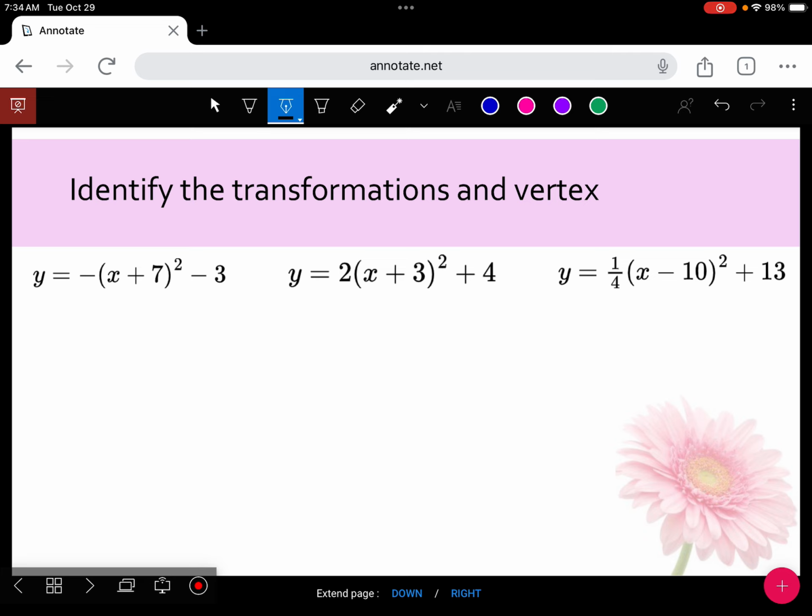All right, so we're going to identify our transformations and our vertex.